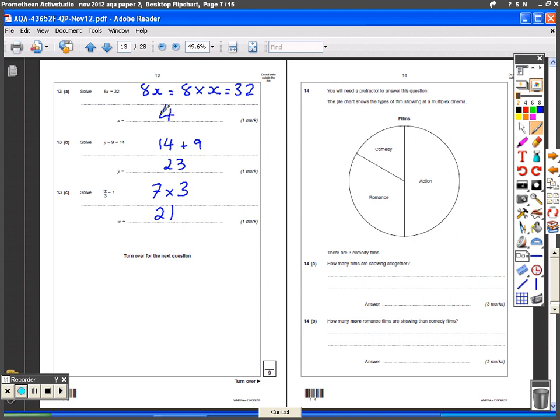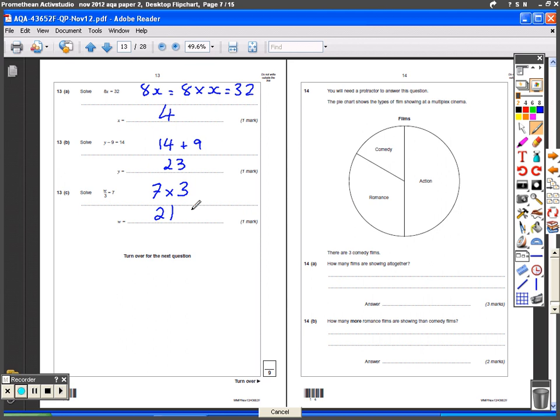And of course, with solving equations, you should check your answers. So if that's 4, put it in. 8 times 4, yes, does give 32, so you must be right. Is 23 take away 9, 14? Yes, so you must be right. And is 21 divided by 3, 7? Yes, so we must be right. And of course, you've got your calculator to be checking these as well.